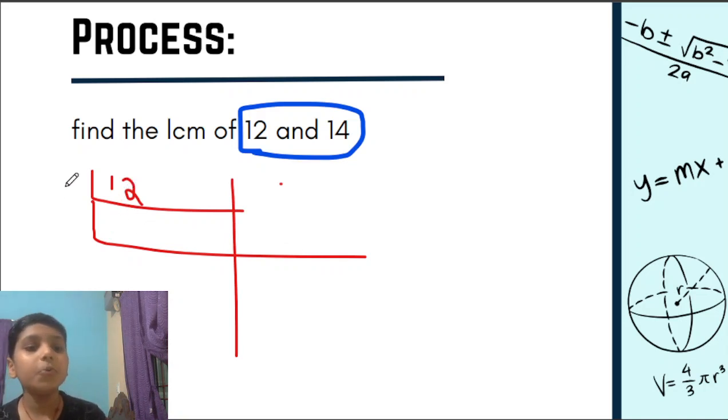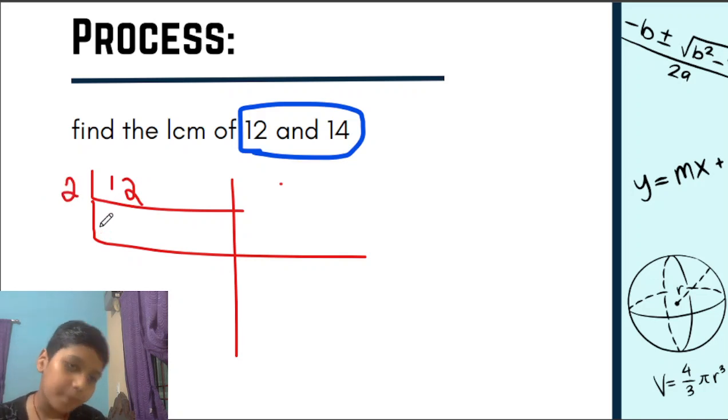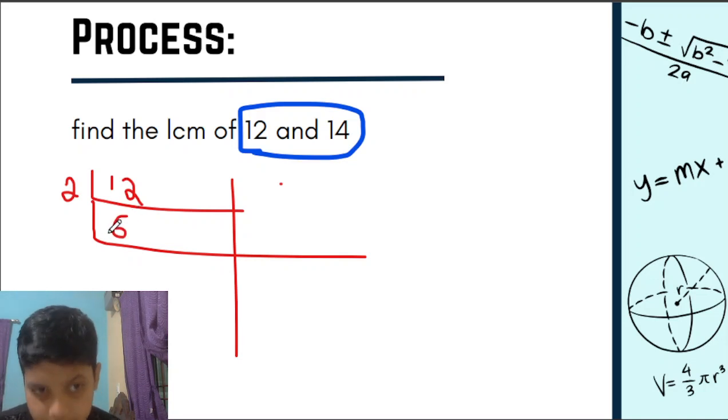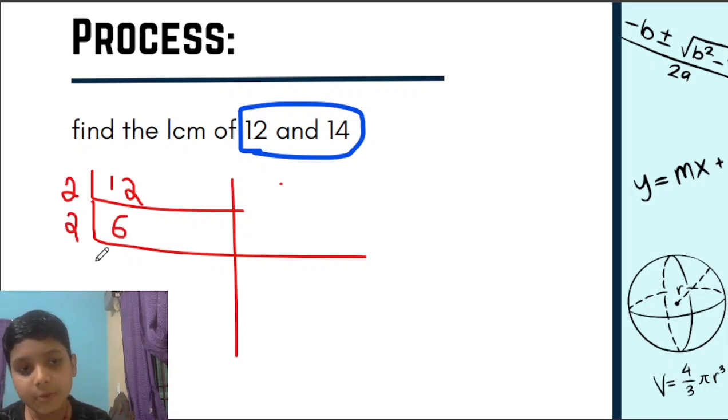So what we are going to do to 12 to make it divide, so we can easily put 2. 2 is a prime number and we can divide it and get 6. Now it can again be divisible by 2 and then 3. Now we have got a prime number. We are going to stop here.